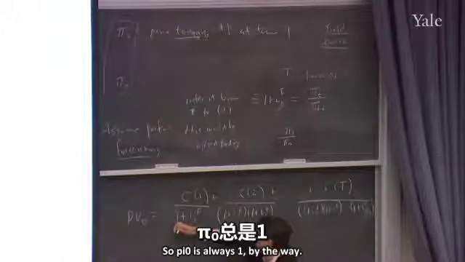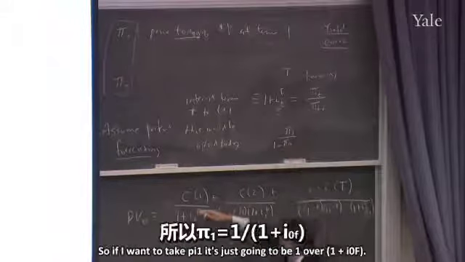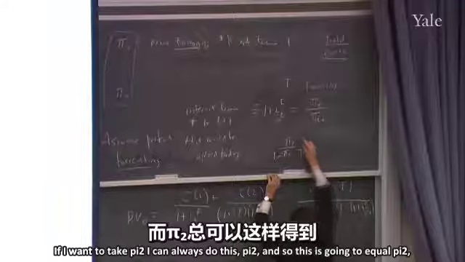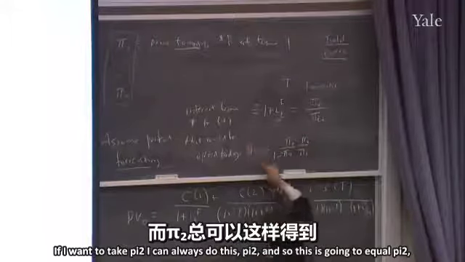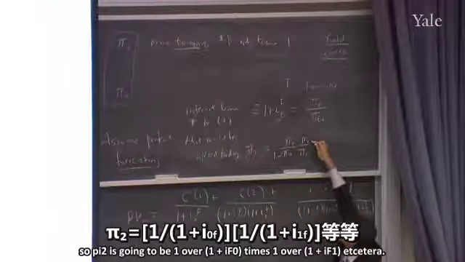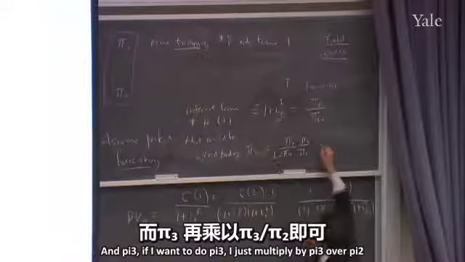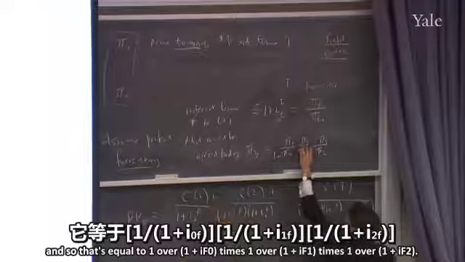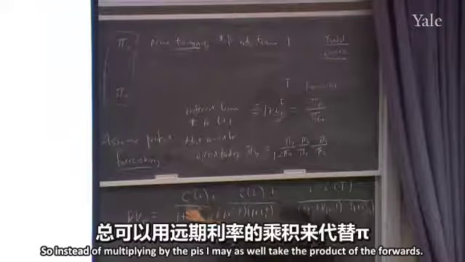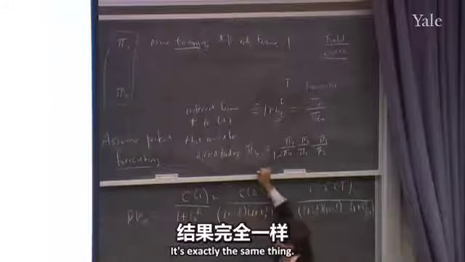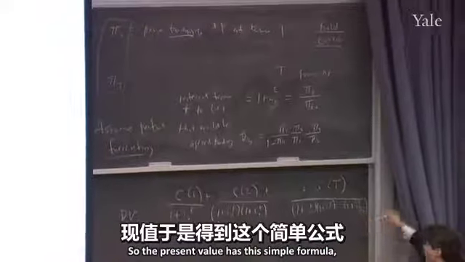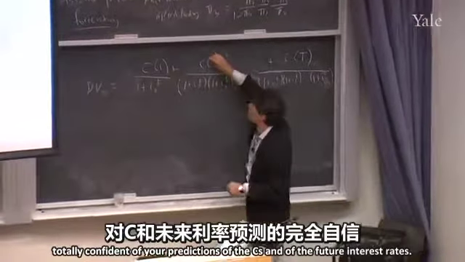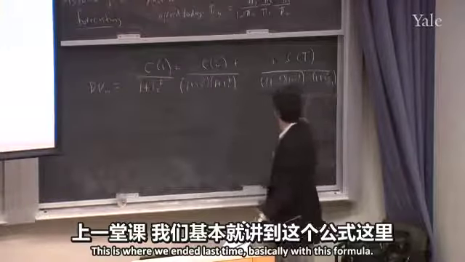So pi 0 is always 1, by the way. If I want to take pi 1, it's just going to be 1 over 1 plus I0f. If I want to take pi 2, it's going to be 1 over 1 plus IF0 times 1 over 1 plus IF1, etc. And pi 3, I just multiply by pi 3 over pi 2. And so that's equal to 1 over 1 plus IF0 times 1 over 1 plus IF1 times 1 over 1 plus IF2. So instead of multiplying by the pi's, I might as well take the product of the forwards. It's exactly the same thing. Okay, so the present value has this simple formula. But this is a formula that holds at every time t, if you're totally confident of your predictions of the C's and of the future interest rates. So this is where we ended last time, basically with this formula.